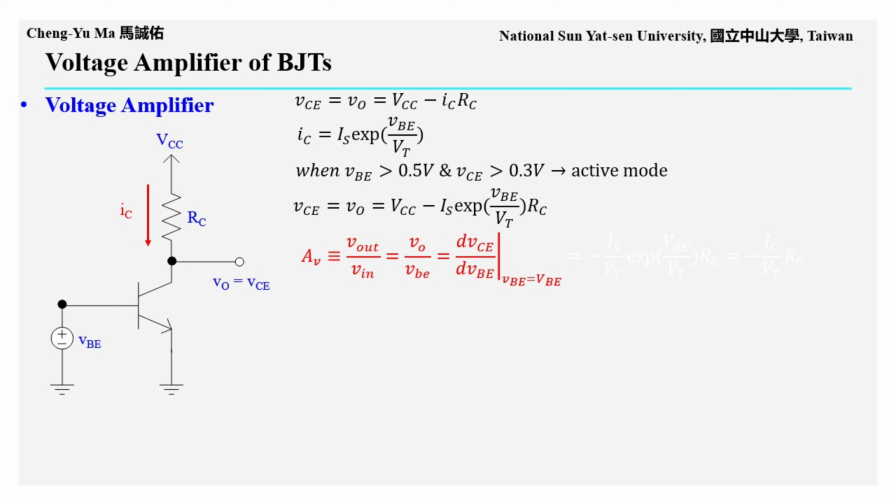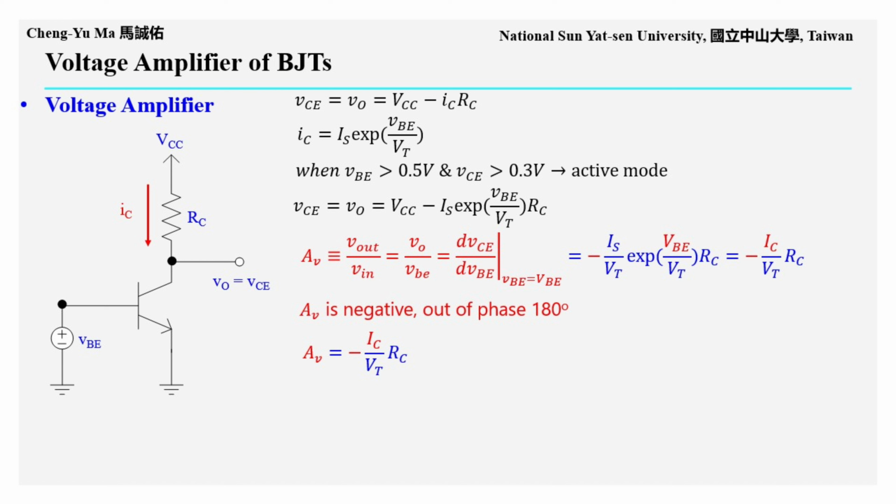The voltage gain of the amplifier is the output signal divided by the input signal, or the small signal output variation VO divided by the small signal input variation VBE. This is also the derivative of the total output voltage VCE with respect to the total input voltage VBE. Therefore, at the DC operating point capital VBE, we can differentiate the VCE equation with respect to VBE.